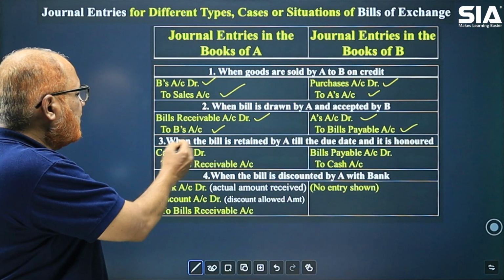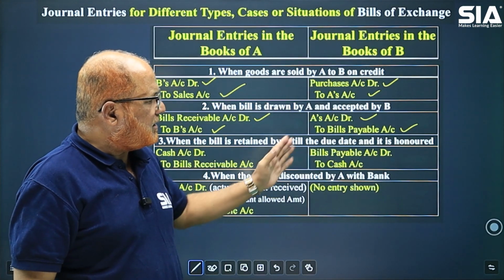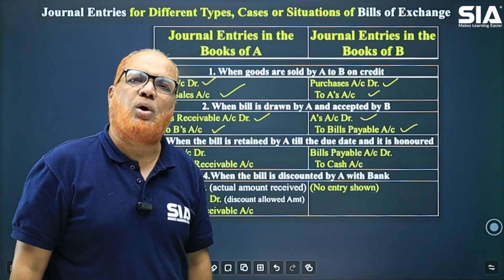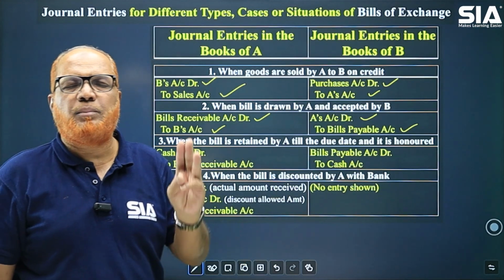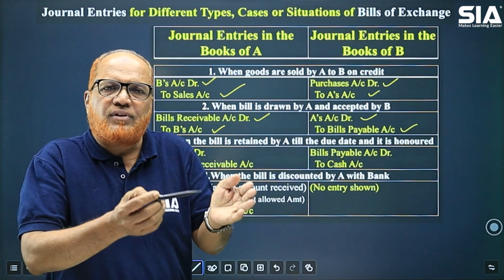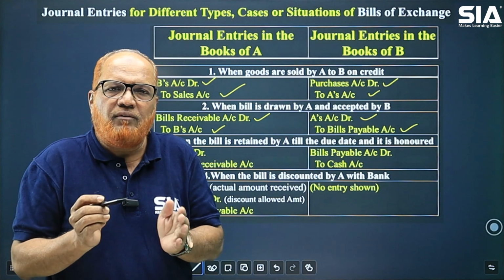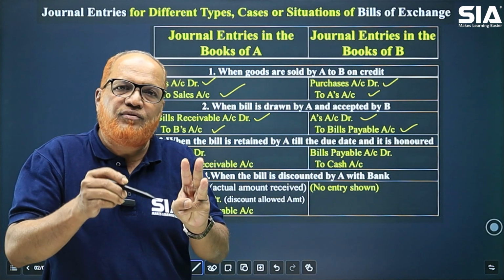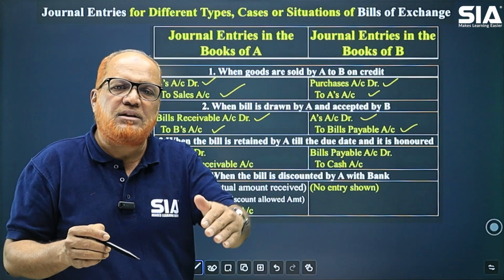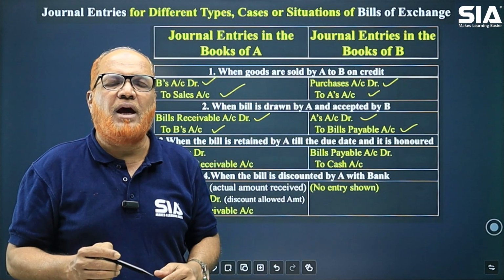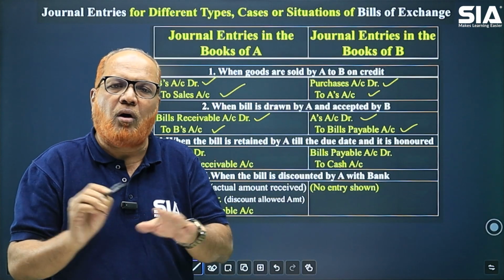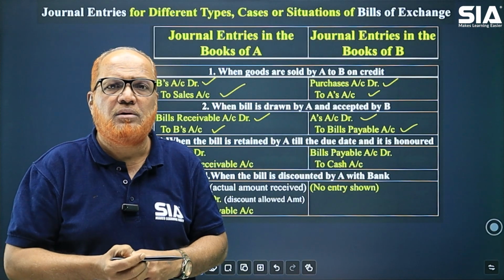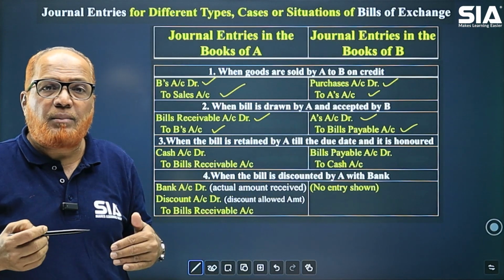Now, when the bill is retained by A till the due date and it is honored, suppose the duration of the bill is 3 months. So after getting the acceptance, he will keep the bill with himself for 3 months. At the end of 3 months, A will present the bill to B and B honors the bill. Honored the bill means he has paid the amount. So A is getting the amount.